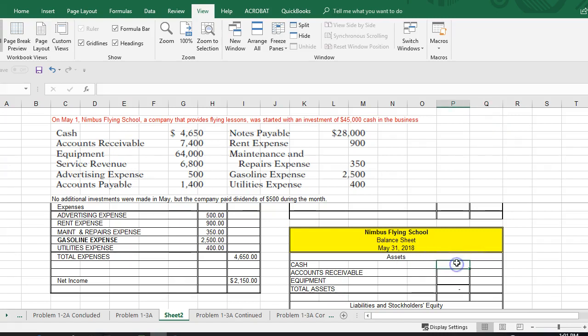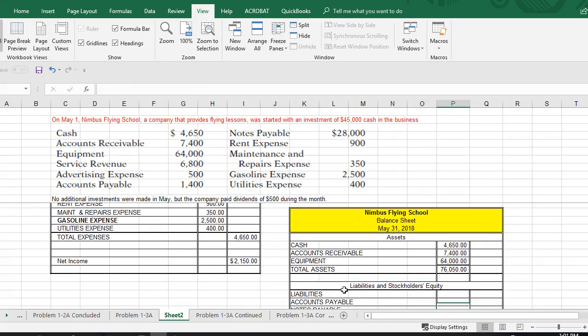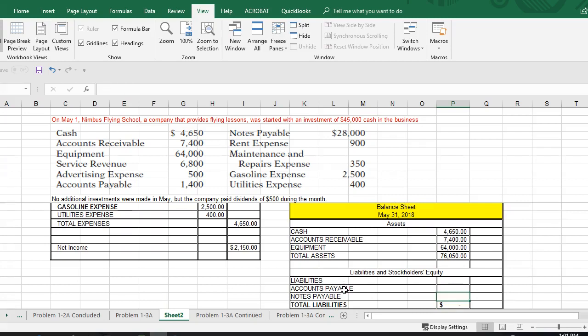So my cash amount is $4,650. Accounts receivable $7,400. The equipment total $64,000. So itemize, list all of the asset account titles, and get a total of all of our assets. Our assets total $76,050.